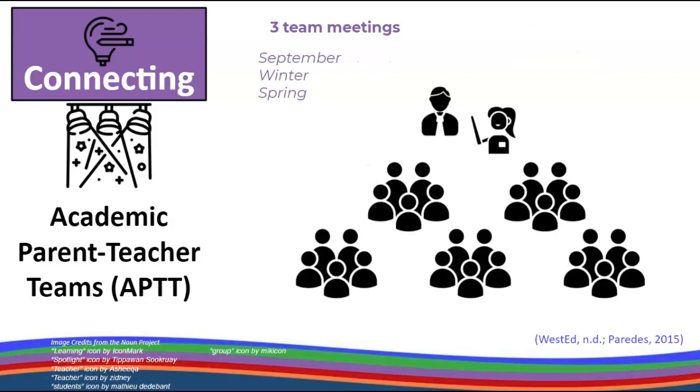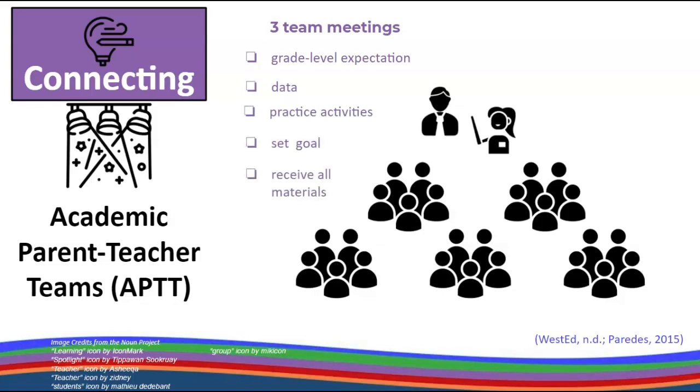The team meetings are generally held in the beginning of the year, winter, and spring. During each team meeting, parents learn about a specific grade level expectation, consider academic performance data, practice activities they can do at home, set a relevant goal for how often they will do the activity with their child, and leave with all the necessary materials.